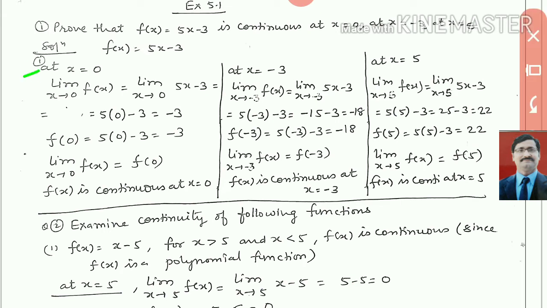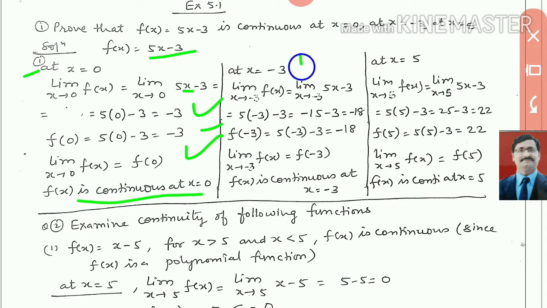For that, x equal to 0 we take. Now limit x tends to 0 of f(x). f(x) is here 5x minus 3. So you can write the limit x tends to 0 of 5x minus 3. That is equal to, in place of x you put 0, means 5 into 0 minus 3, equal to minus 3 you get. Now f(0) you find, that also you get minus 3. Means here limit x tends to 0 f(x) is equal to f(0). So function is continuous at x equal to 0.